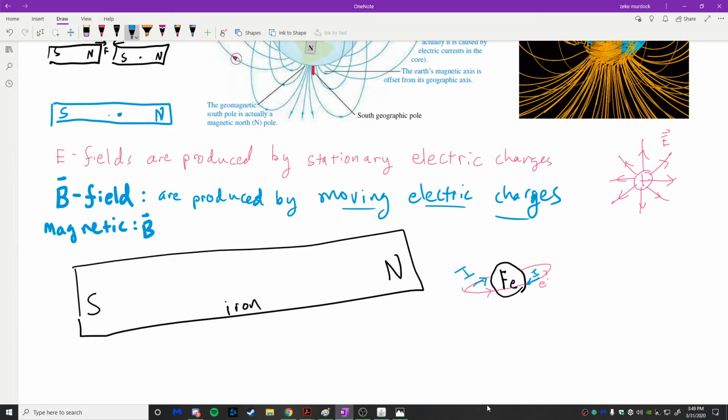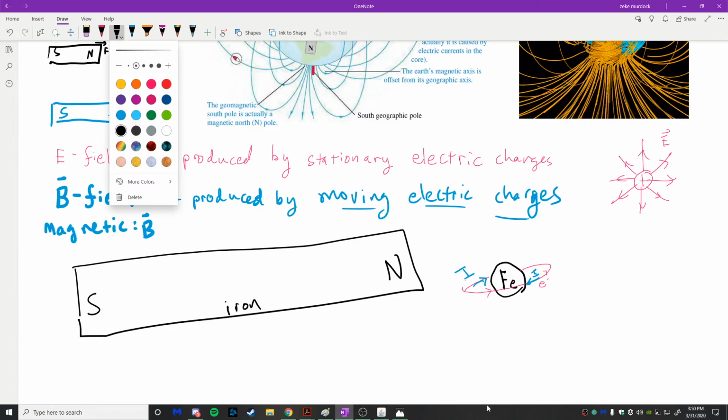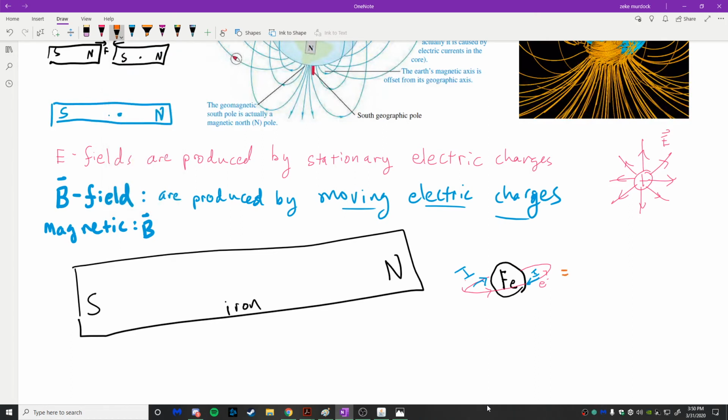And I'm also going to tell you that if you have a little current loop like this, this thing is effectively a bar magnet. Okay? This object is 100% equivalent to a bar magnet. This is like a bar magnet that's oriented like this. This is the north end, and this is the south end. And again, we will prove this, but these two things are 100% identical when it comes to their magnetic fields.